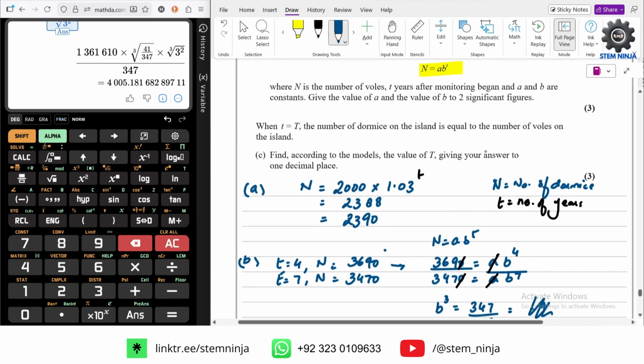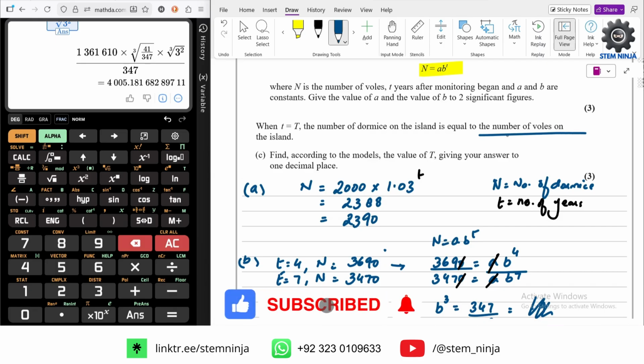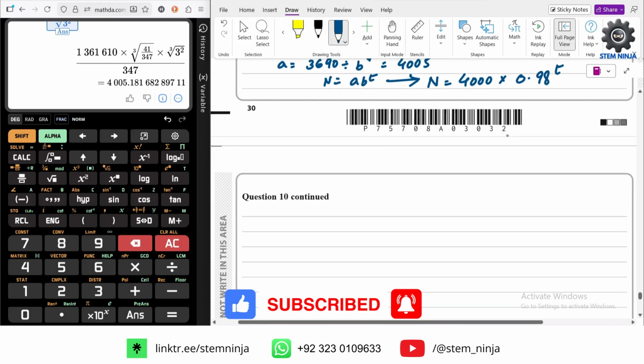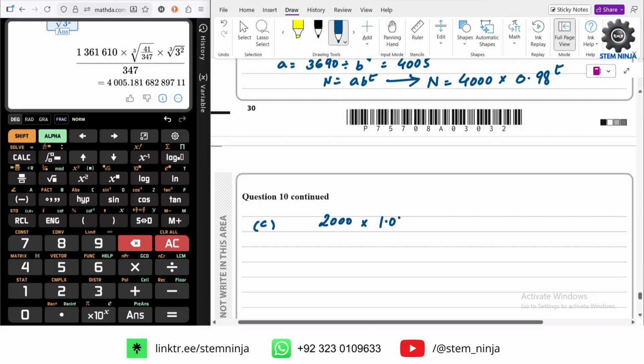Right, okay. When t is equal to capital T, the number of dormice on the island is equal to the number of voles on the island. Find according to the models the value of T, giving your answer to one decimal place. Right, okay. This was 2000 times 1.03 raised to power t equals 4000 times 0.98 raised to power t.